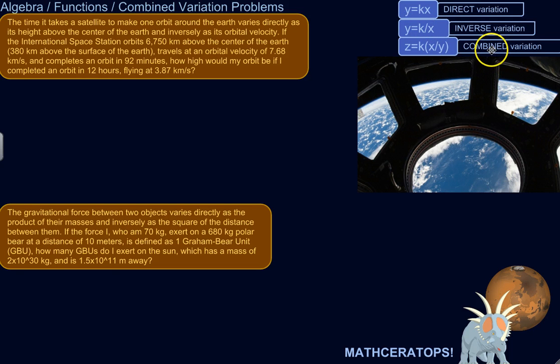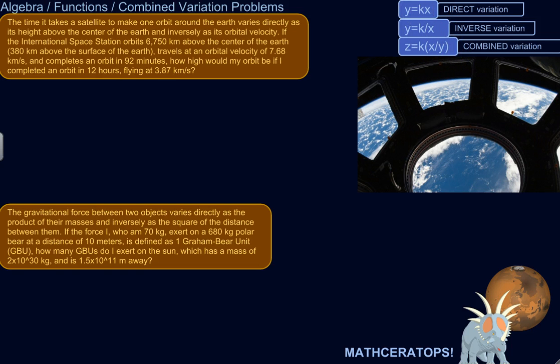A combined variation would be just a combination of direct and inverse variation. So if z varies directly as x and inversely as y, then we can say the relationship is z is some constant times x over y, right?